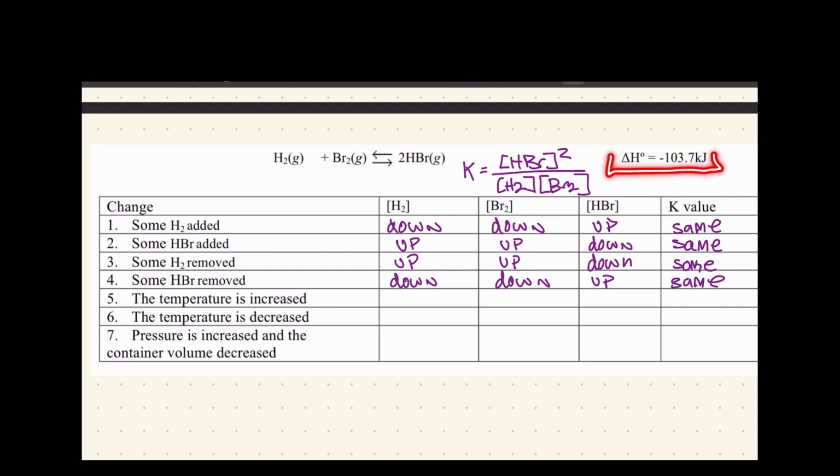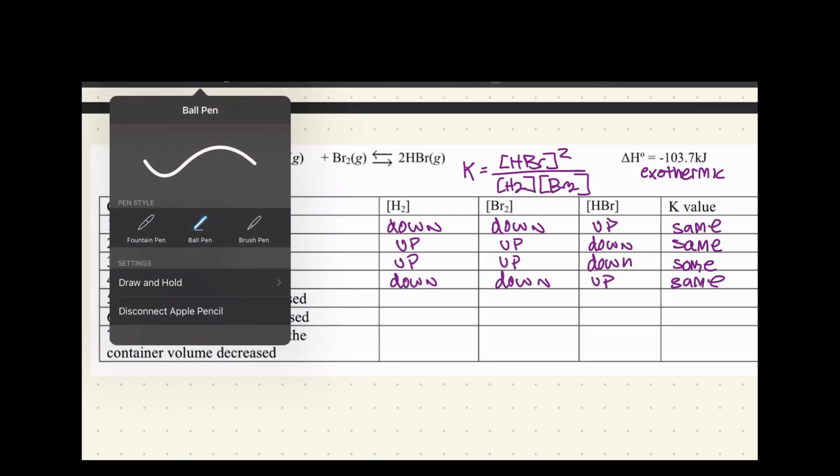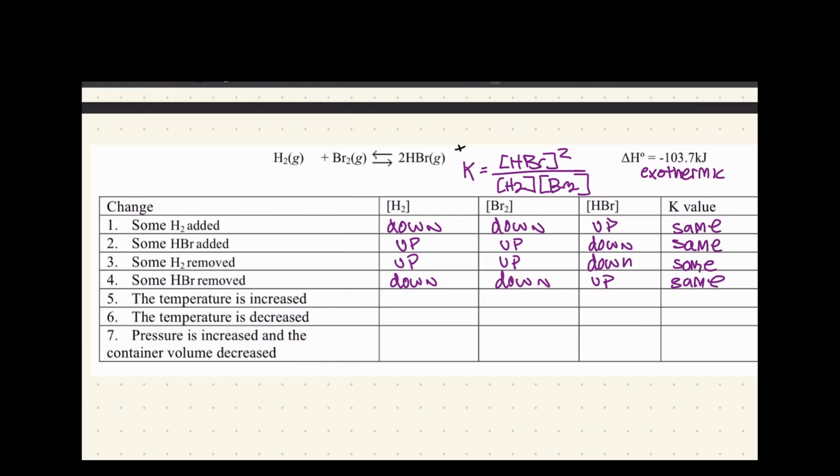So this delta H is going to tell me that I see a negative enthalpy, so I'm exothermic. This means energy is being released, so I can think about heat as a product in my reaction. If I'm increasing the temperature, I'm basically increasing the amount of products that I have, so the equilibrium is going to have to shift away from that.